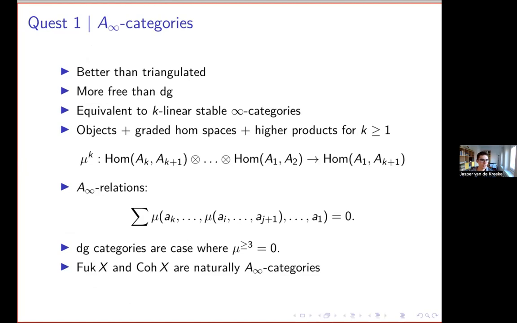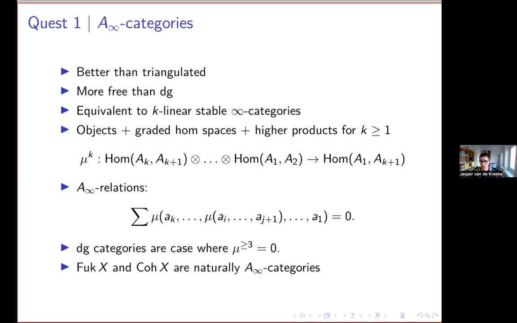Now, A infinity categories, what is an A infinity category? An A infinity category is a set of objects together with graded Hom spaces. So the Hom spaces are supposed to be graded vector spaces over a field together with higher products. So you're not only going to have one composition, you're going to have higher compositions for every k greater or equal 1. I've basically written down here how these maps should look. The tensor product basically just means that your maps mu k are supposed to be multilinear.